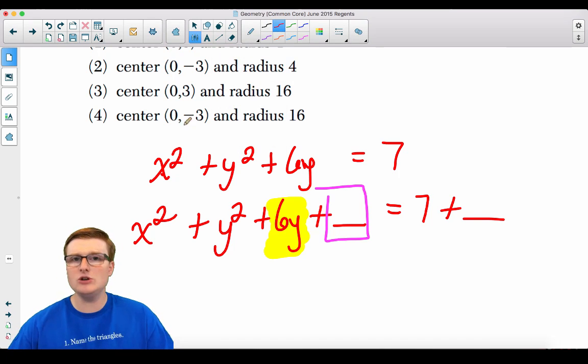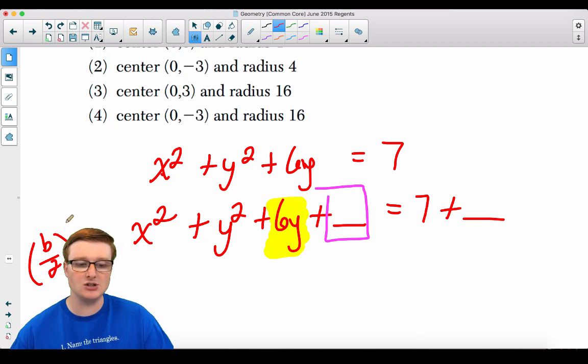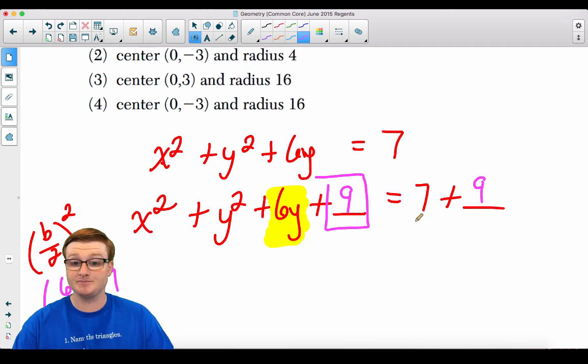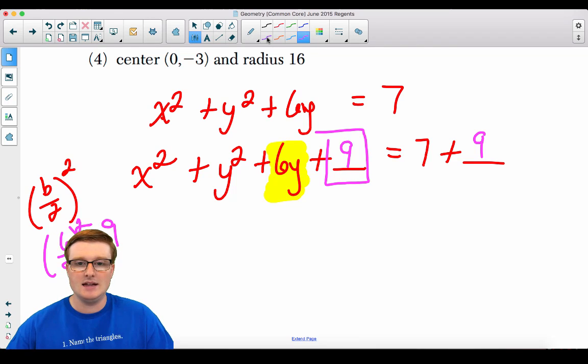Now, we use the linear term to determine the value that goes in this line or the box. In order to do that, you need to use the formula (b divided by 2) squared. That is, you take half the middle, 6 over 2, and then you square it. 6 over 2 is 3. 3 squared is 9. So you put 9 in for each. Perfect. Let's keep going.